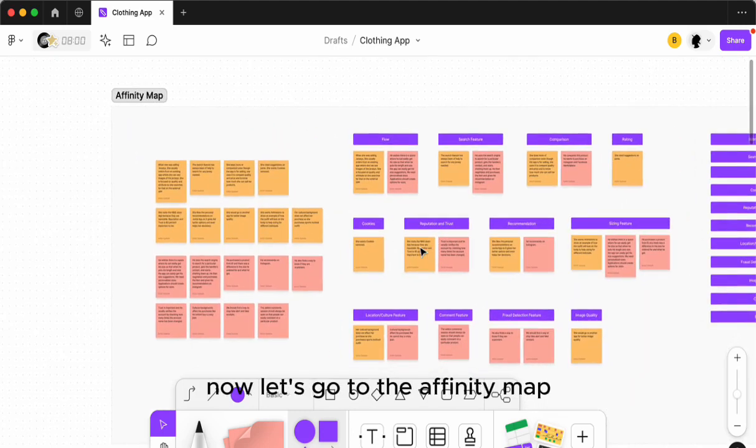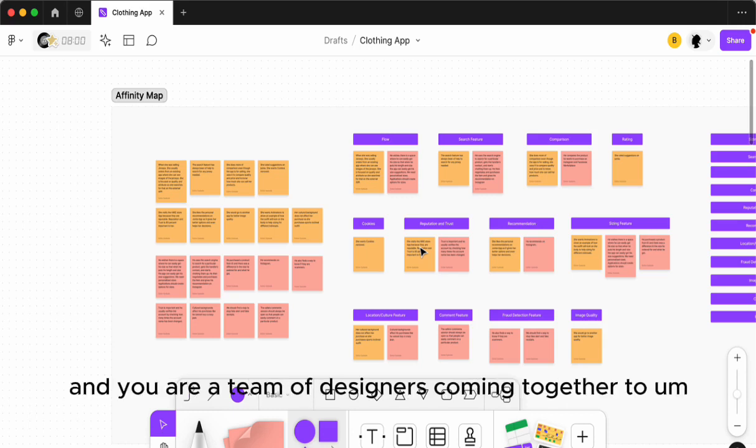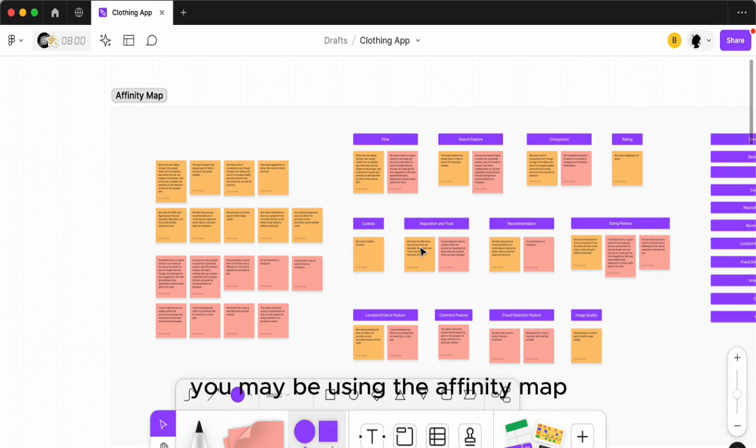Now let's go to the affinity map. An affinity map is a technique used to organize and make sense of a large amount of information and ideas. So let's say you are interviewing a large group of people and you are a team of designers coming together to get a solution. You may be using the affinity map so that you can organize and make sense of a large amount of data, information, and ideas. This helps a group of people to collect and group related ideas or data into meaningful categories.